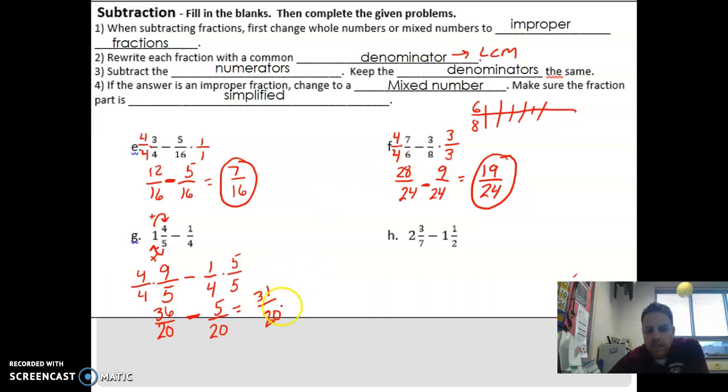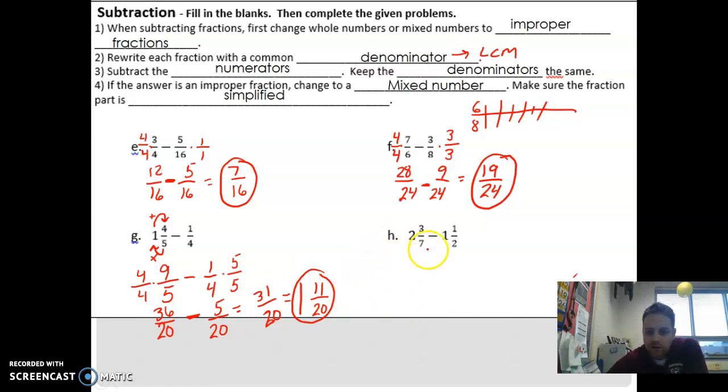31/20. Now, please recall and slow down and think about what I'm doing here, and look at how I'm setting up my work. This is how our work's shown. We're not going across the paper the whole way. We're going up and down, right? So let's see. 20 goes into 31 one time, because it says back up here, if the answer ends up being improper, change it to a mixed number. And we're going to have 11 left out of 20.